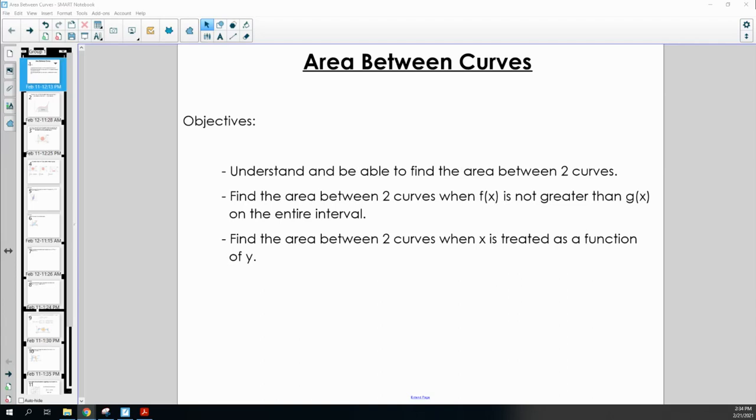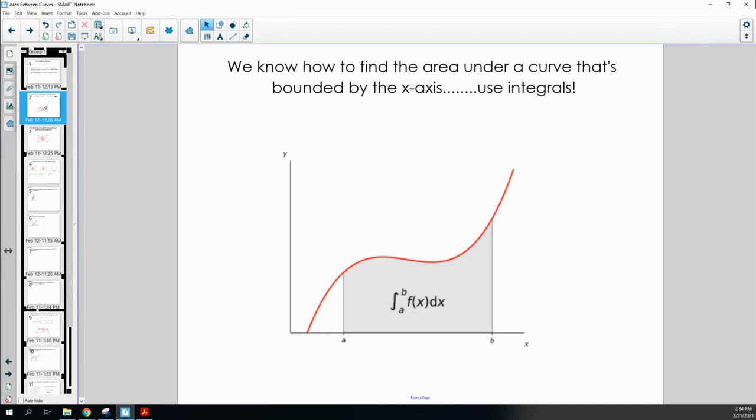In this lesson, we're going to go over how we can find the area between curves. So we know how to find the area under a curve that's bounded by the x-axis. We use integrals. So technically, our x-axis is the equation y equals 0. So when we are finding the area under this curve, we're taking the function and we're technically subtracting 0, and we're going from a to b.